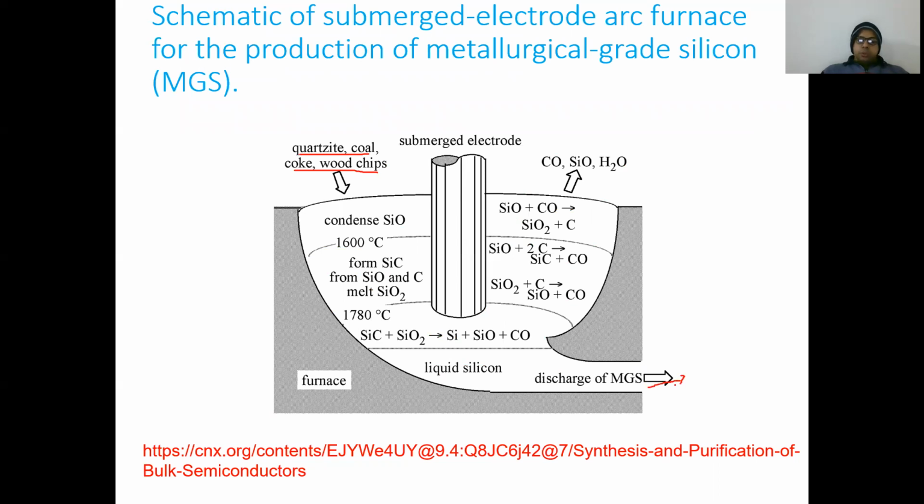So this is one of the processes by which we are getting your metallurgical grade silicon using this furnace. So a lot of heat is involved in this process, but this is being used to get your metallurgical grade silicon.